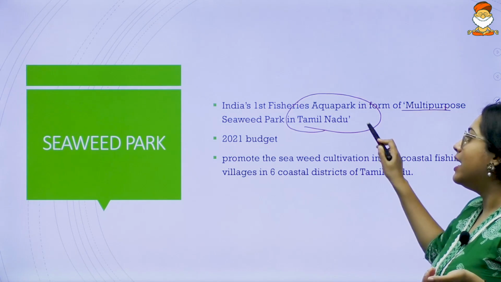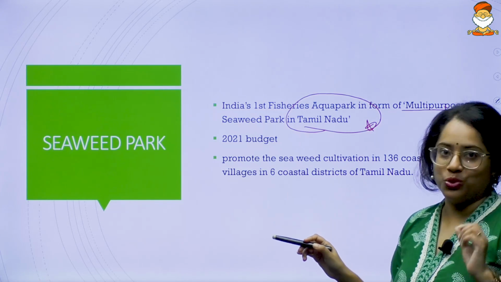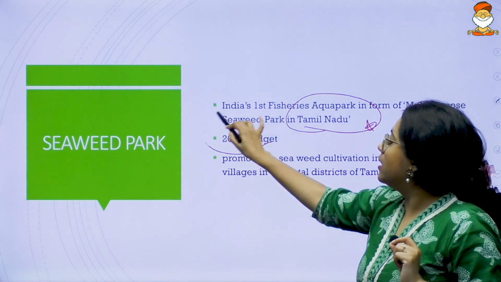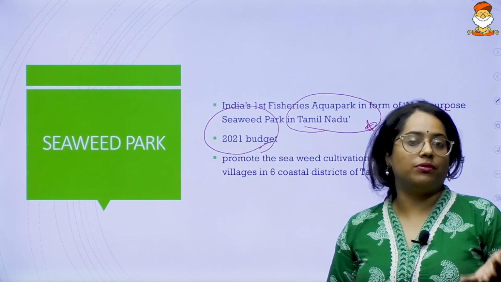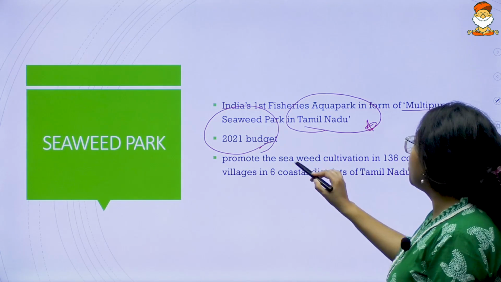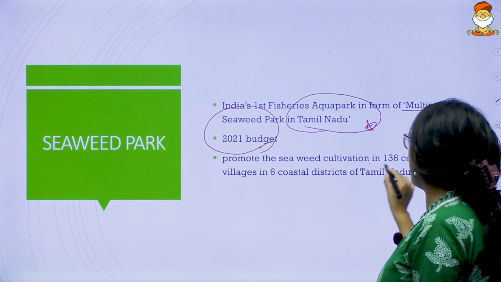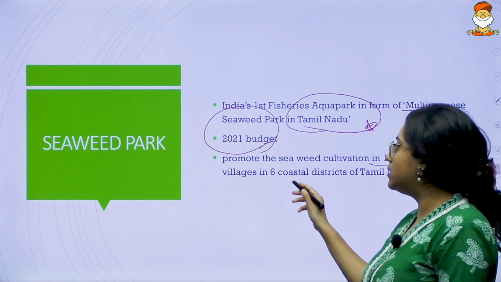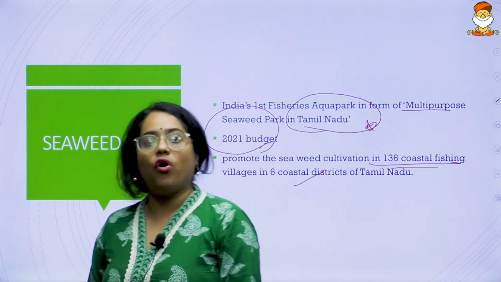And where has it come? It has come in Tamil Nadu. Also understand, this initially came about in the 2021 budget, and now we've actually put it into practice. It's to promote seaweed cultivation in 136 coastal fishing villages in 6 districts of Tamil Nadu.